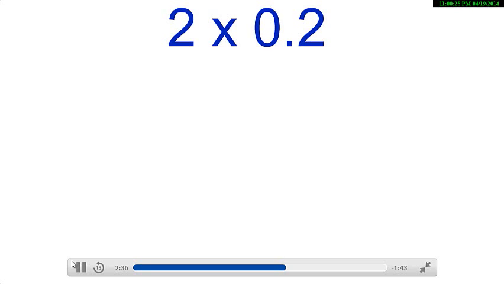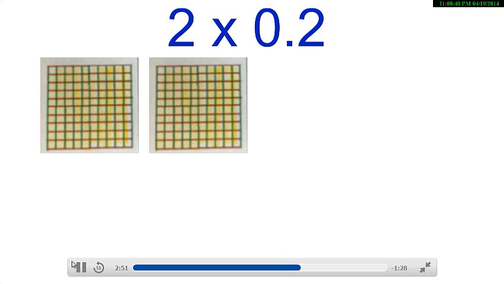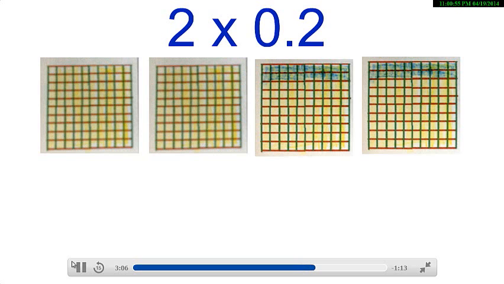To multiply 2 into 0.2, follow these instructions. Take two 10 by 10 graph papers as each graph paper represents 1. Shade the entire graph sheet vertically using a light color pencil. To multiply by 0.2, you will shade 20 squares using another pencil horizontally. So right here we have shaded 20 squares in each graph paper.